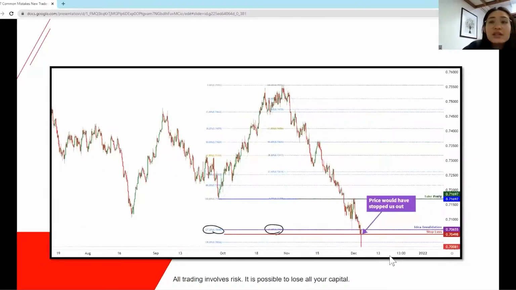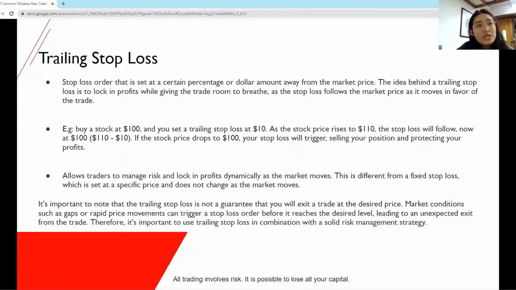So if we didn't change our take profit to our entry, we would have gotten stopped out because price would have continued to go down towards our stop loss. Okay, now we have trailing stop loss.